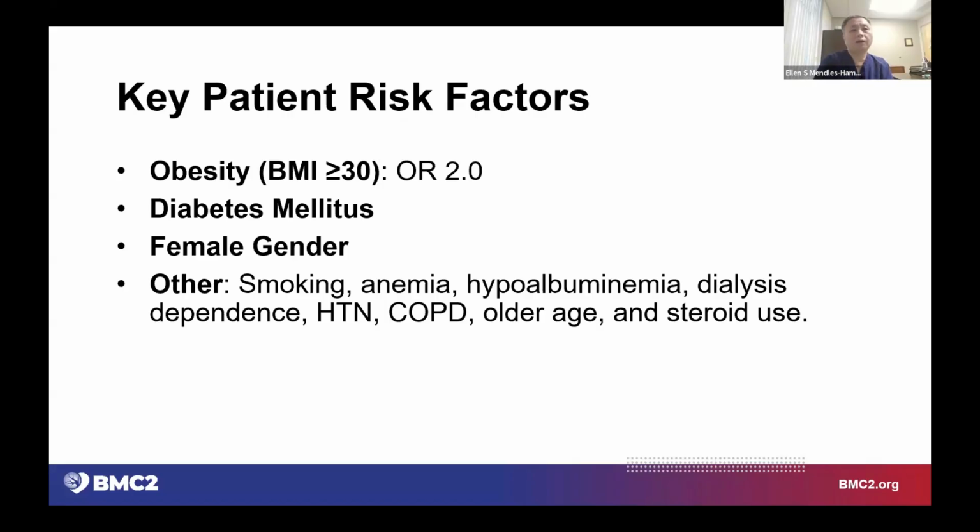So key patient risk factors: morbid obesity is a very important factor, and has an odds ratio of 2.0 if their BMI is greater than 30. Diabetes also is very important. When we have elevated A1C level, they have a significantly increased chance of getting infection. And also smoking, malnutrition, patients being on dialysis, hypertension, and the female gender as well. Next slide, please.